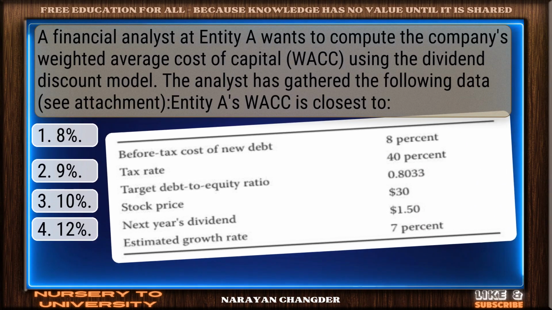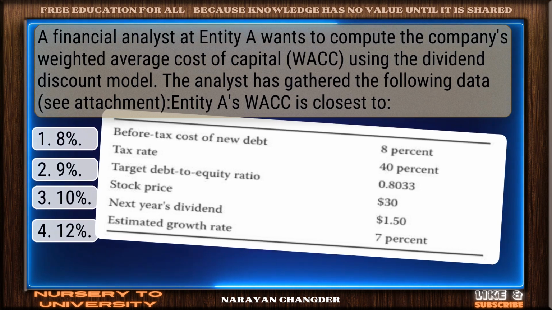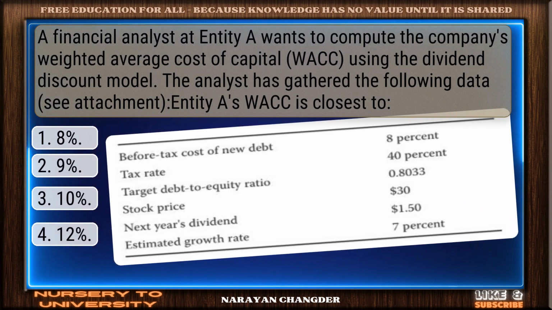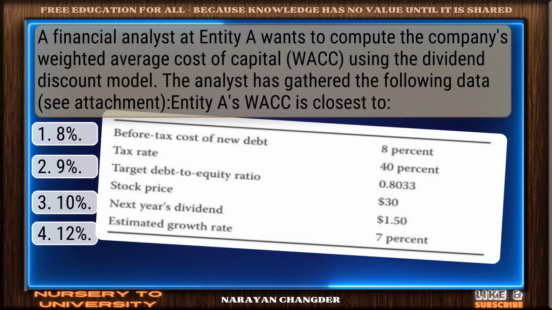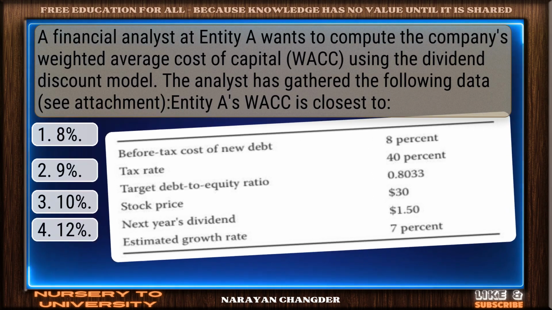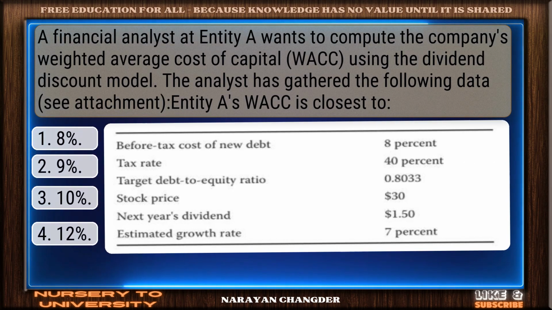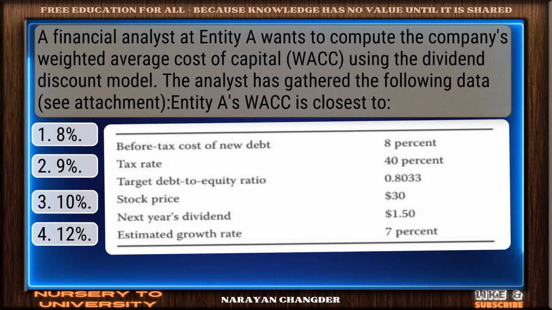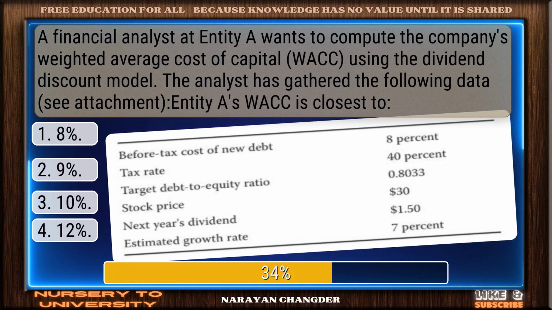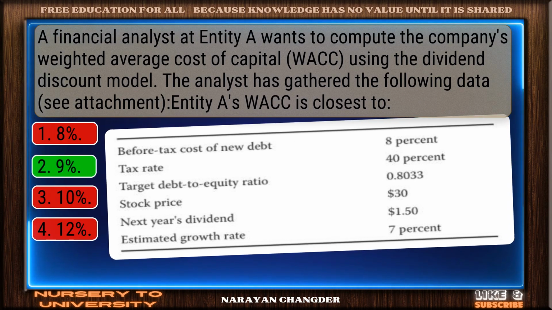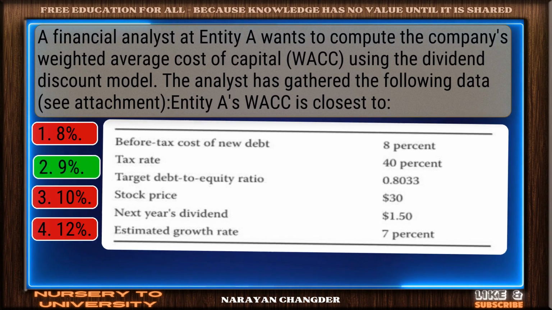A financial analyst at Entity wants to compute the company's weighted average cost of capital using the dividend discount model. The analyst has gathered the following data. Entity's WACC is closest to. Right again, 9% is a valid answer.